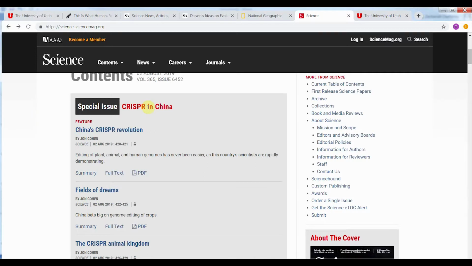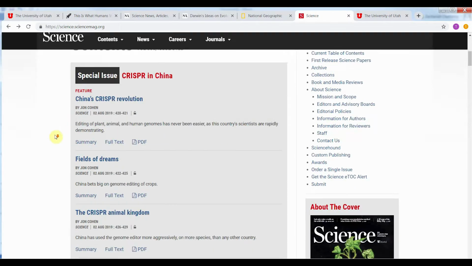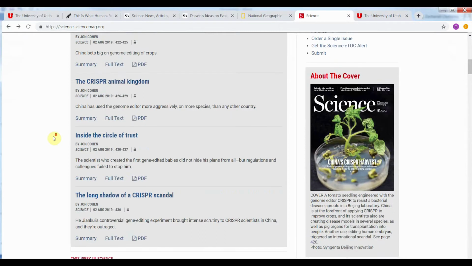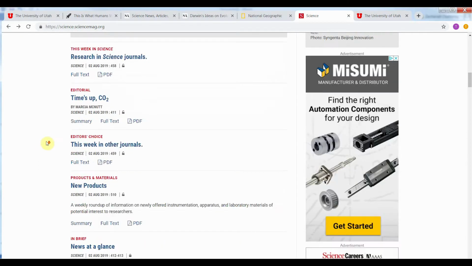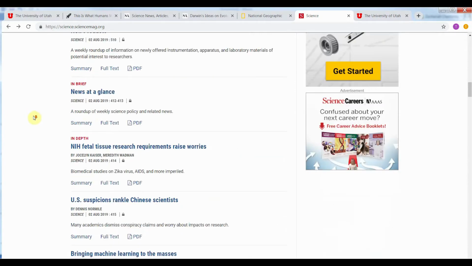In this particular issue, they're focusing a lot on CRISPR, this new gene editing technology that is slowly but surely changing the world in all sorts of ways. Maybe I shouldn't say slowly, it's actually changing the world quite rapidly. In any case, they have numerous different stories on CRISPR. They have a lot of stuff on what's taking place in other scientific journals. They will give you some news.